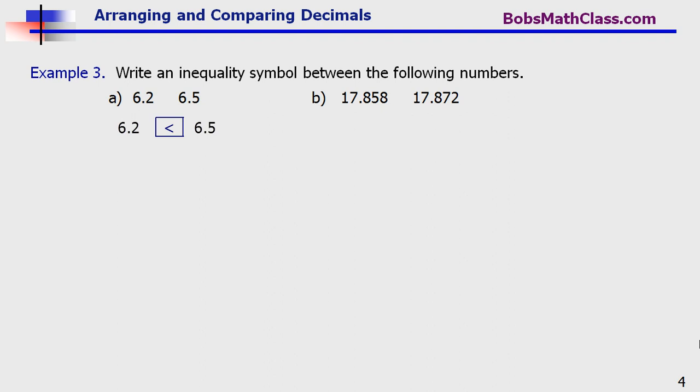Okay, let's look at part B now. The whole numbers are the same. They both have a 17 in front of the decimal point. Now look at the tenths place. Which one's larger? Well, actually they're both the same, right? So now we'll move on to the hundredths place. That's the second number after the decimal point. Which one is larger? The 7 is. So the number on the right, 17.872, that's our larger number.